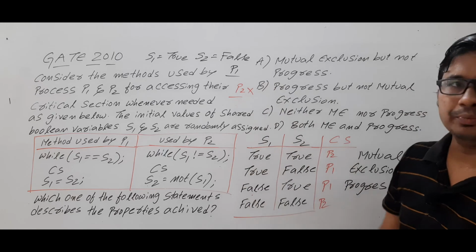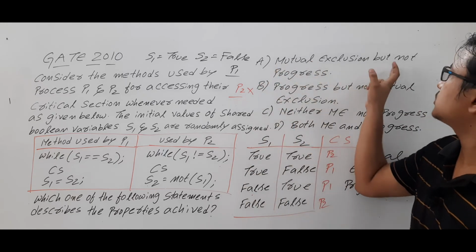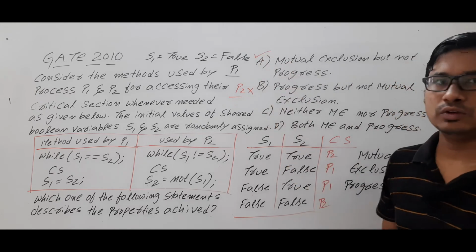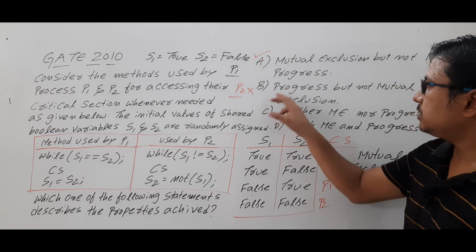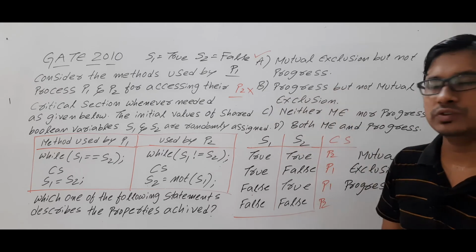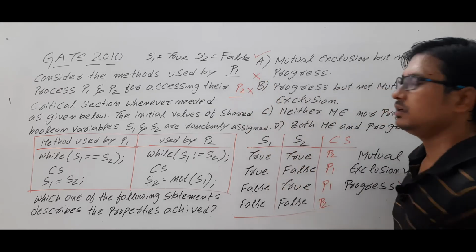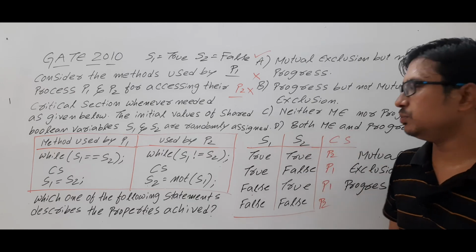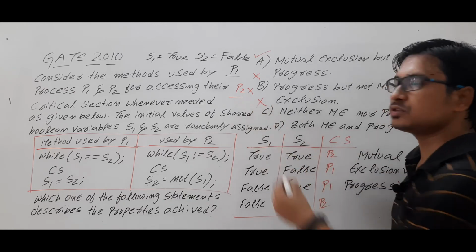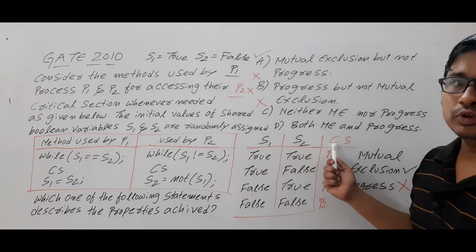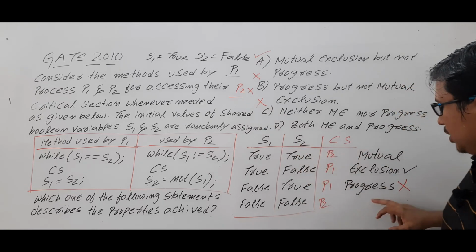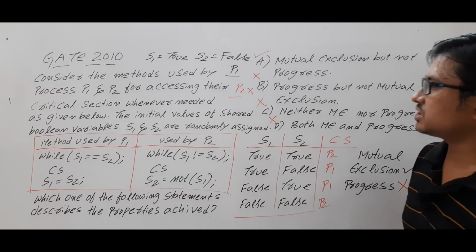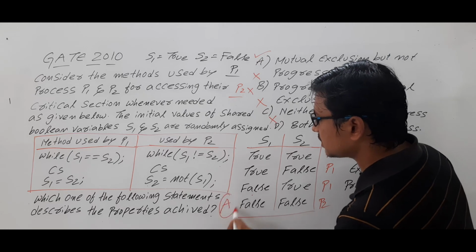Look at the four options. Option A is saying mutual exclusion but not progress. Yes, we are achieving mutual exclusion but not progress. Option B is saying progress but not mutual exclusion. This is absolutely wrong. Option C is saying neither mutual exclusion nor progress, but we are achieving mutual exclusion, so option C is wrong. Look at option D. Both mutual exclusion and progress are achieved, but we are not achieving progress, so option D is also wrong. So for this question, option A is the correct answer.